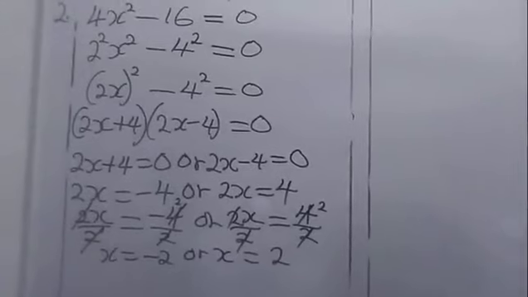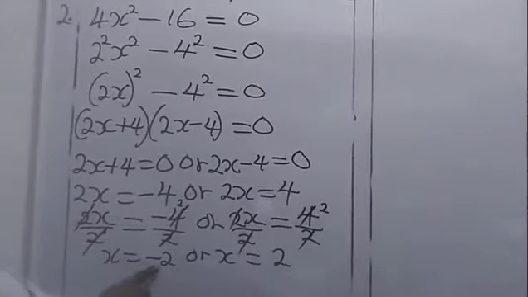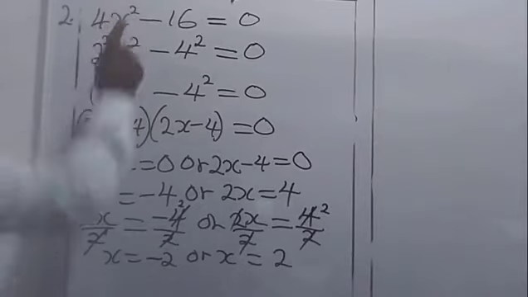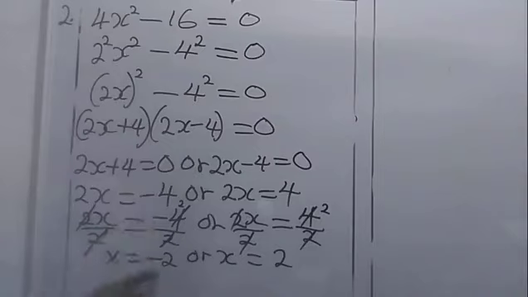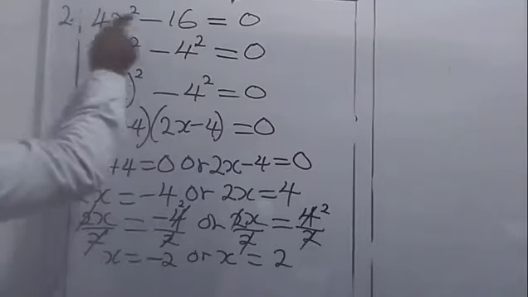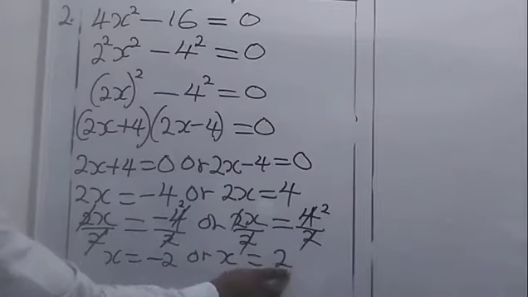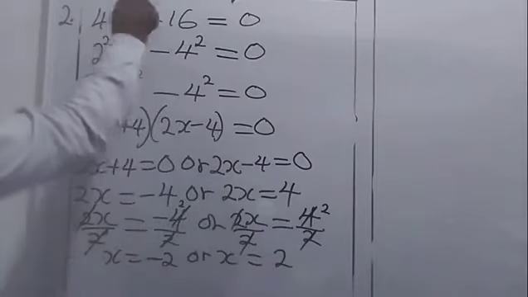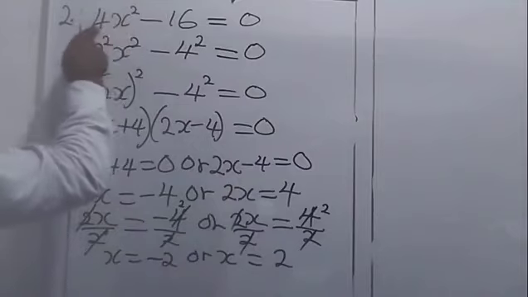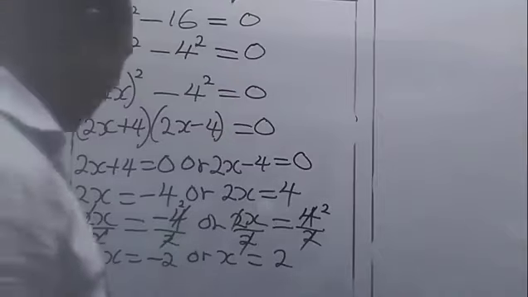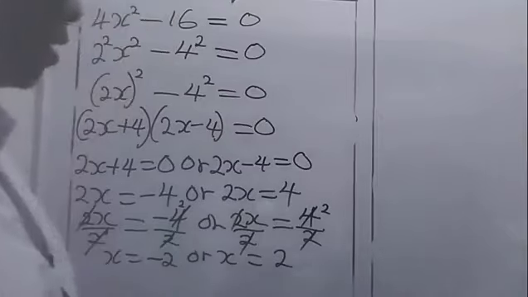So if we substitute the value of x into the equation, remember the negative will go because it has power. 2 times 2 will give us 4. So 4 times 4 will give us 16. 16 minus 16 is 0. Same goes for this. If you put 2 here, that is 2 squared, which is 4, times 4 is 16. 16 minus 16 is also equal to 0. So x equals negative 2 or x equals 2.